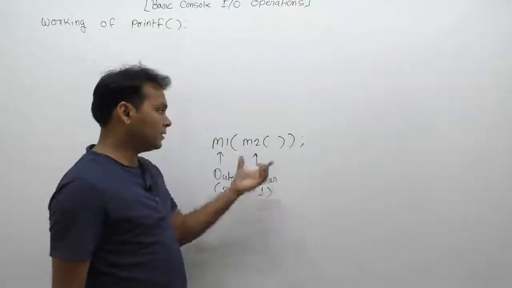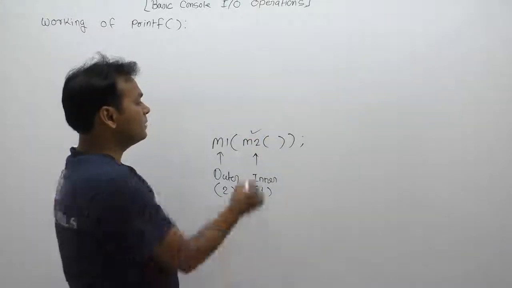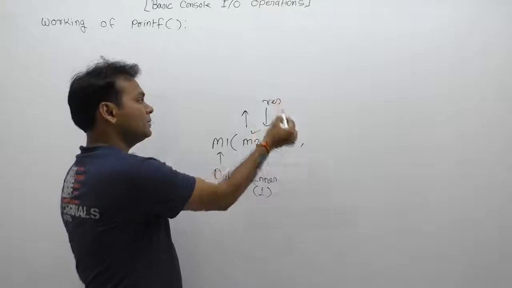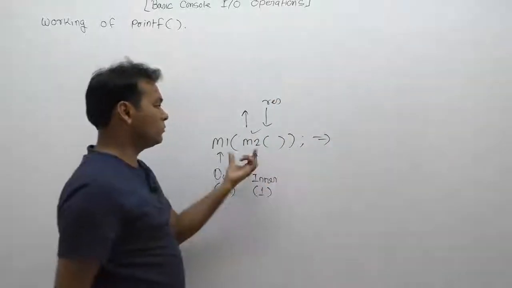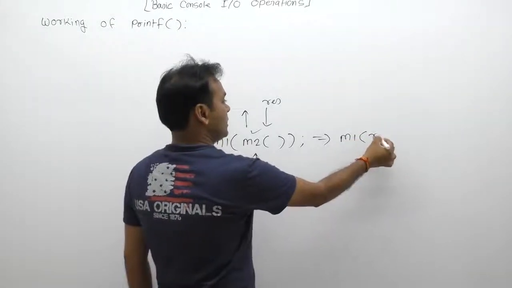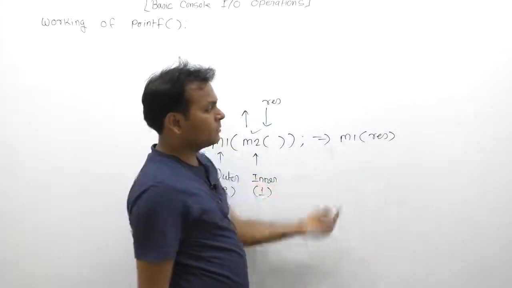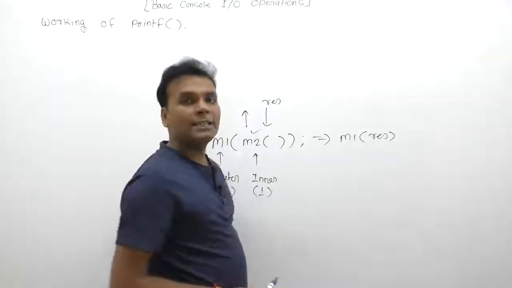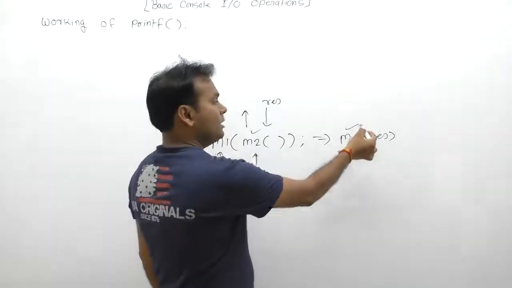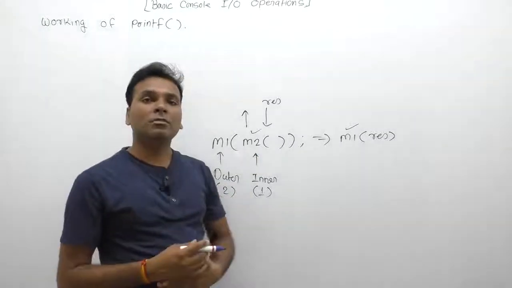Means, first of all in this case the inner function will execute, that is m2. Then just after the execution of m2 completes, some result will replace it in its place. First of all, we are calling m2. After executing m2, m2 may return some result or value. This result is supplied as an input to the outer function m1. Now, after completing execution of our inner function, we execute the outer function m1. Here the outer and inner functions may be the same function or different functions.